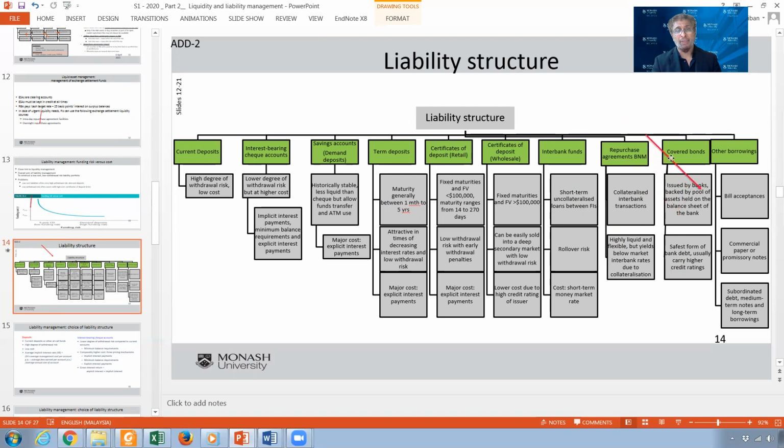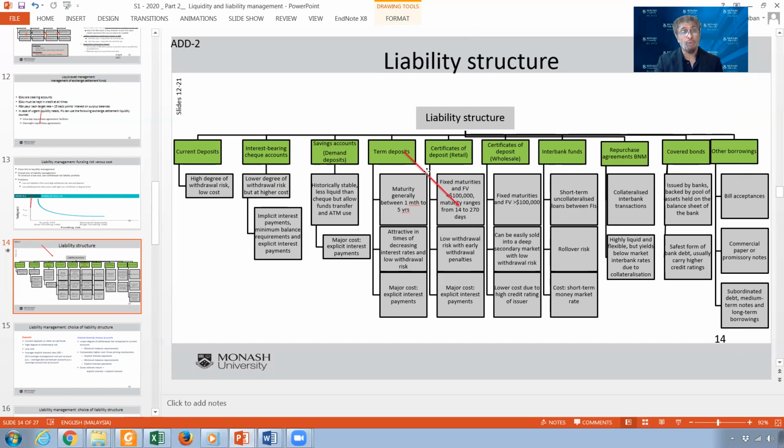Then we have other borrowings. We have bill acceptance. This is mostly short-term bill acceptance, commercial papers. You can issue subordinated debt, which means debt here that can be changed to equities. But all of those are actually sources of liquidity. Now, all of those have different costs, different liability, and actually have different withdrawal risks.